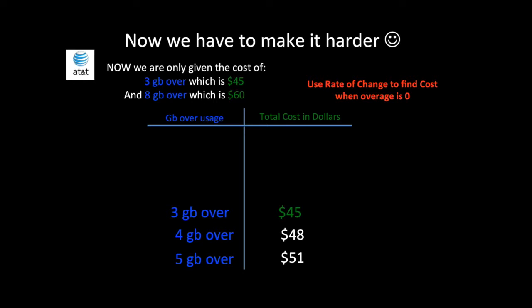So where is the start value? It's always at 0. Remember, 0 is a special value. So we start at that 3 gigabytes, and we're going to go backwards till we get to 0. Since we know that rate of change, we're going to go backwards 3. And you can see it's $36.